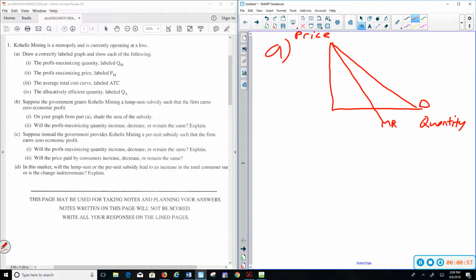Now, if you need a refresher on why the marginal revenue curve bisects off the demand curve and is not equivalent to the demand curve like it is in perfect competition, just real briefly, for a monopolist, if they want to increase their sales by even 1 unit, well, how do you sell an extra unit? You need to lower the price a little bit. So if they lower their price, they will receive extra revenue from selling that unit.